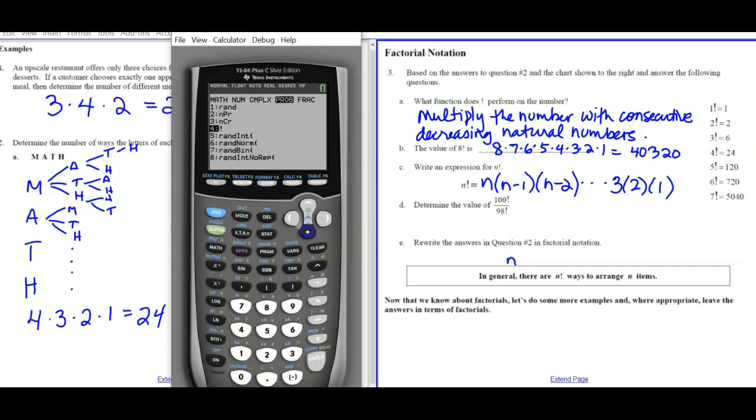52 factorial. So even for that, it's going to give you an error. But think about what that means. You can do this in your head. So sometimes you don't get a calculator.